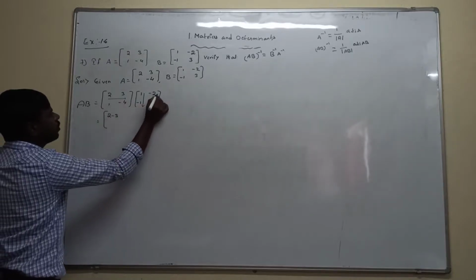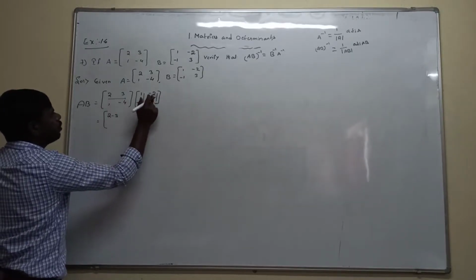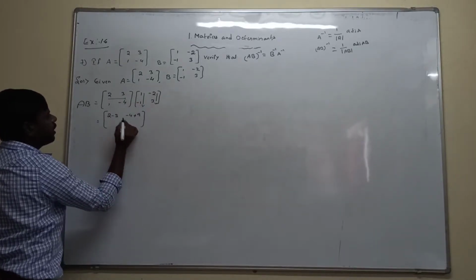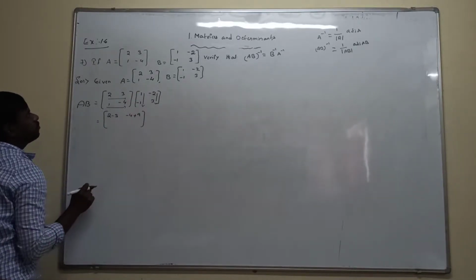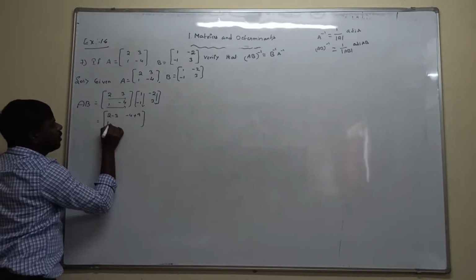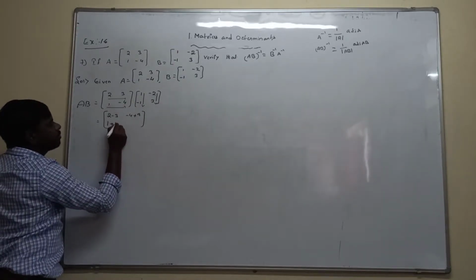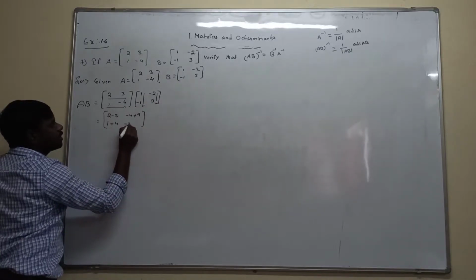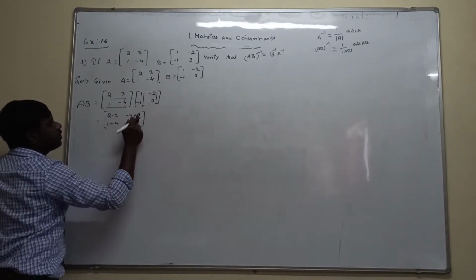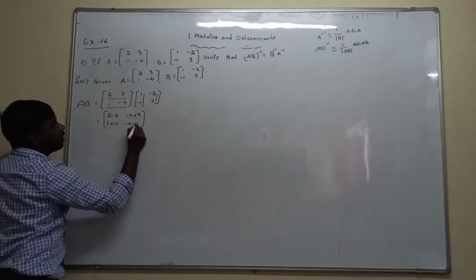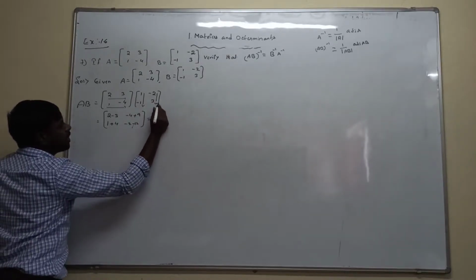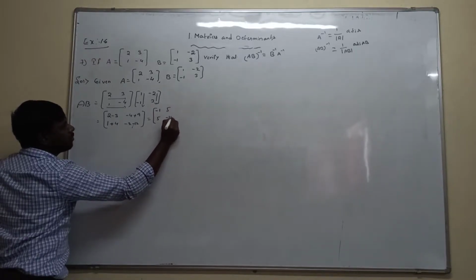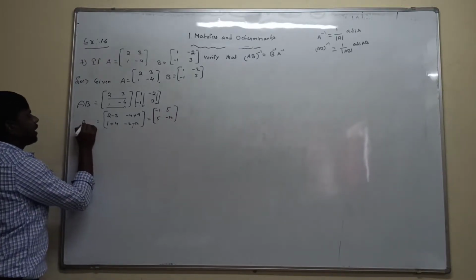Next, first row, second column: 2 into minus 2 is minus 4, plus 3 into 3 is 9. Next, second row, first column: 1 into 1 is 1, plus minus 4 into minus 1 that is plus 4. Second row, second column: 1 into minus 2 is minus 2, plus minus 4 into 3 is minus 12. So simplify this one. 2 minus 3, the value is minus 1, 5, 5, minus 14. This is the AB matrix.